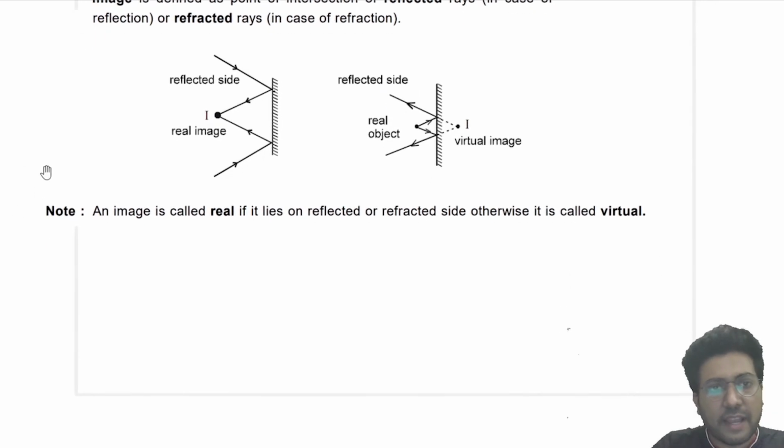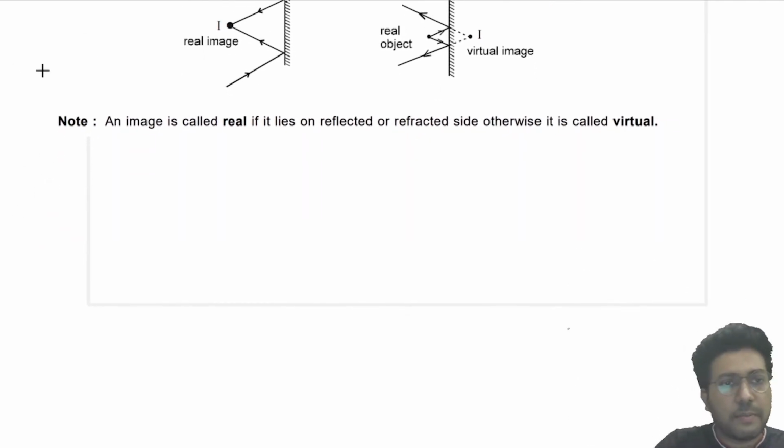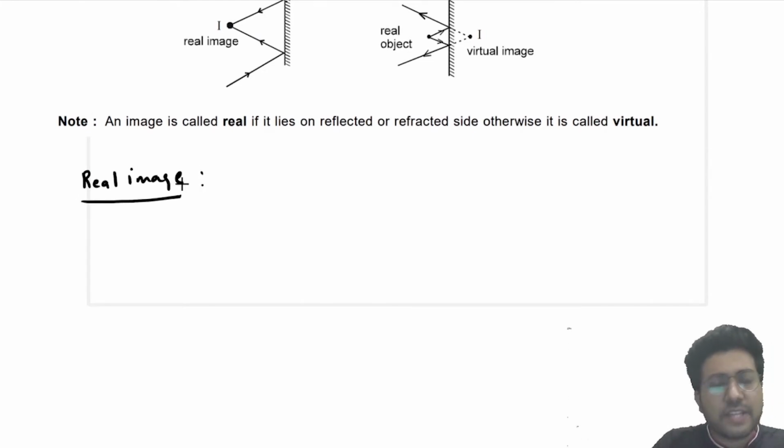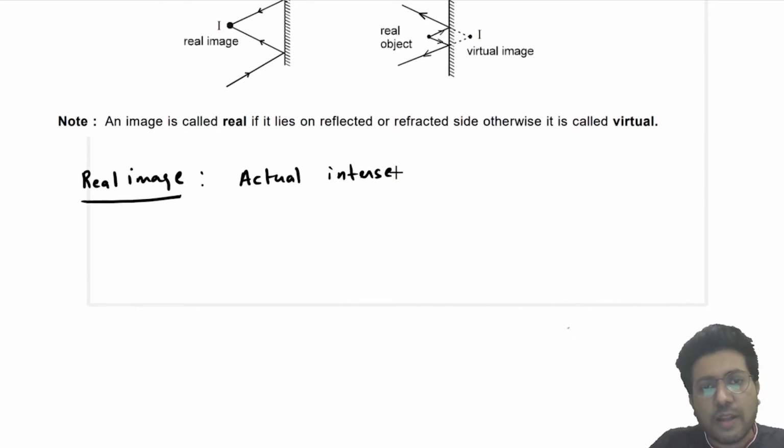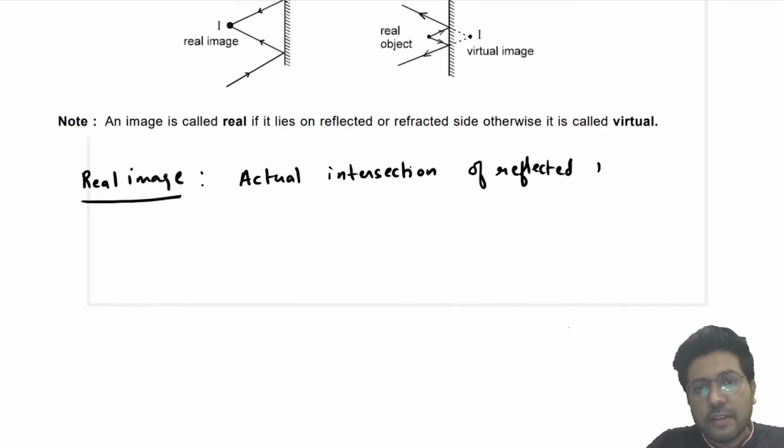So for example, here see, this is reflection, and here you will see that the virtual image is formed. So we will first define what is a real and a virtual image. So first, real image. Like object was the point of intersection of incident rays, image is the point of intersection of reflected or refracted rays, right? Now first is real image. In a real image there will be actual intersection of reflected rays or refracted rays.